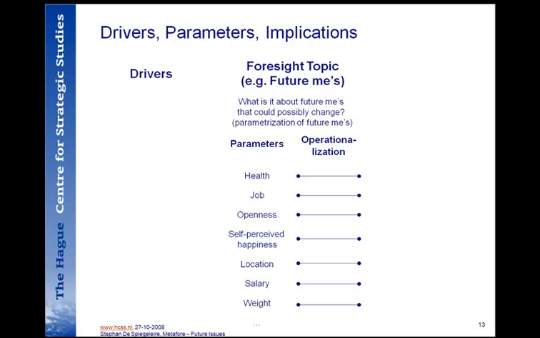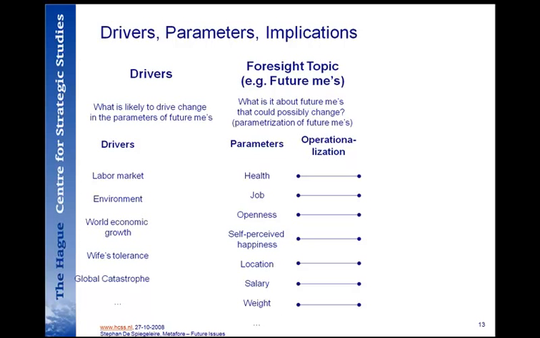The second step then is to look for the drivers. So assume that you have different points on these slide bars for all the parameters that you're interested in. And you would have multiple ones, because normally you have multiple foresight exercises that deal with this. The main question you ask here with respect to the drivers is, what is likely to drive change in the parameters of these future needs? So as you see things shifting, for instance, in health or in location or in salary, what drives change in these parameters in the exercise that you're looking at?